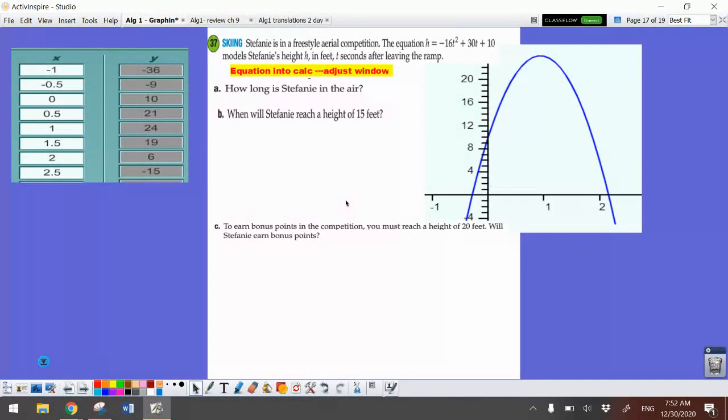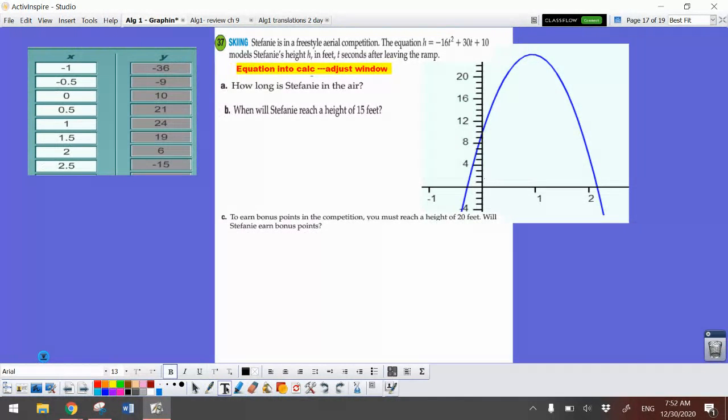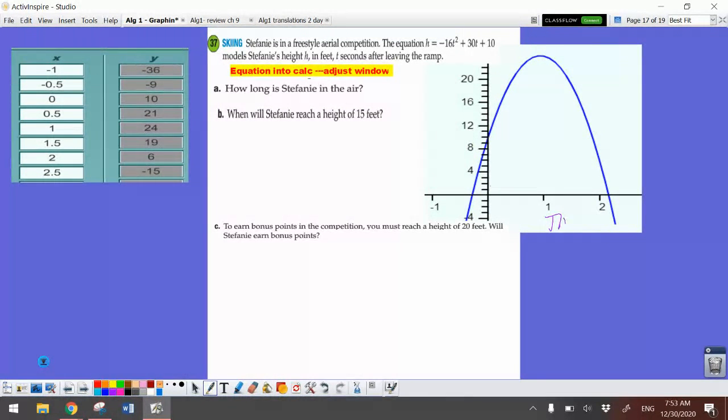All right, so the first question is, how long is Stephanie in the air? Well, what's really going on here? It's asking us how long she's in the air. So which one of these is actually time? Well, this is time. Time is here. So if I look at how long she's in the air, right here is where she hits the ground. So she would be in the air for a little more than 2 seconds.